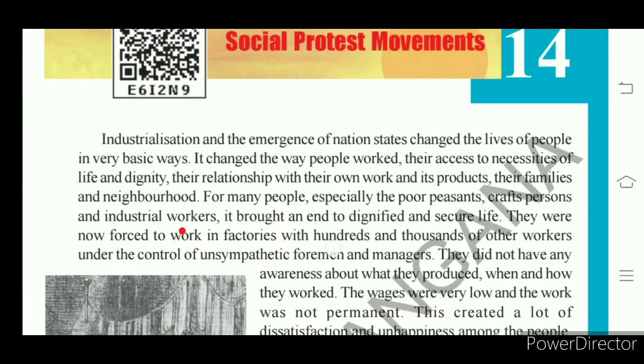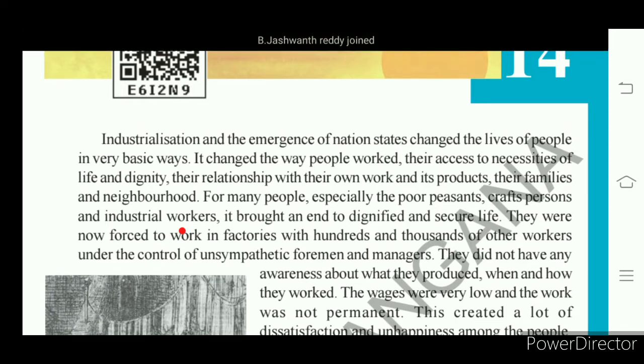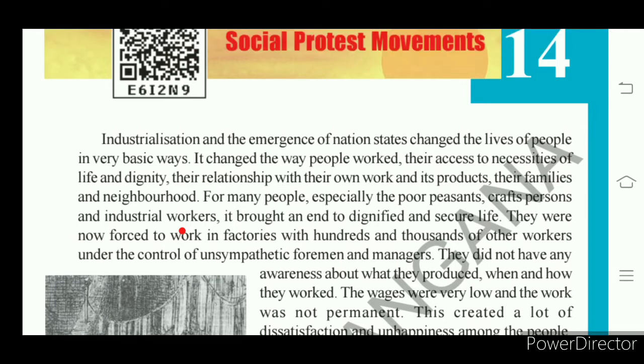What is a social protest movement here? When people do not find their needs fulfilled, when their development is disrupted, they start some kind of a protest movement. Protest, in the sense, is going against the thing which is not favorable to the people.